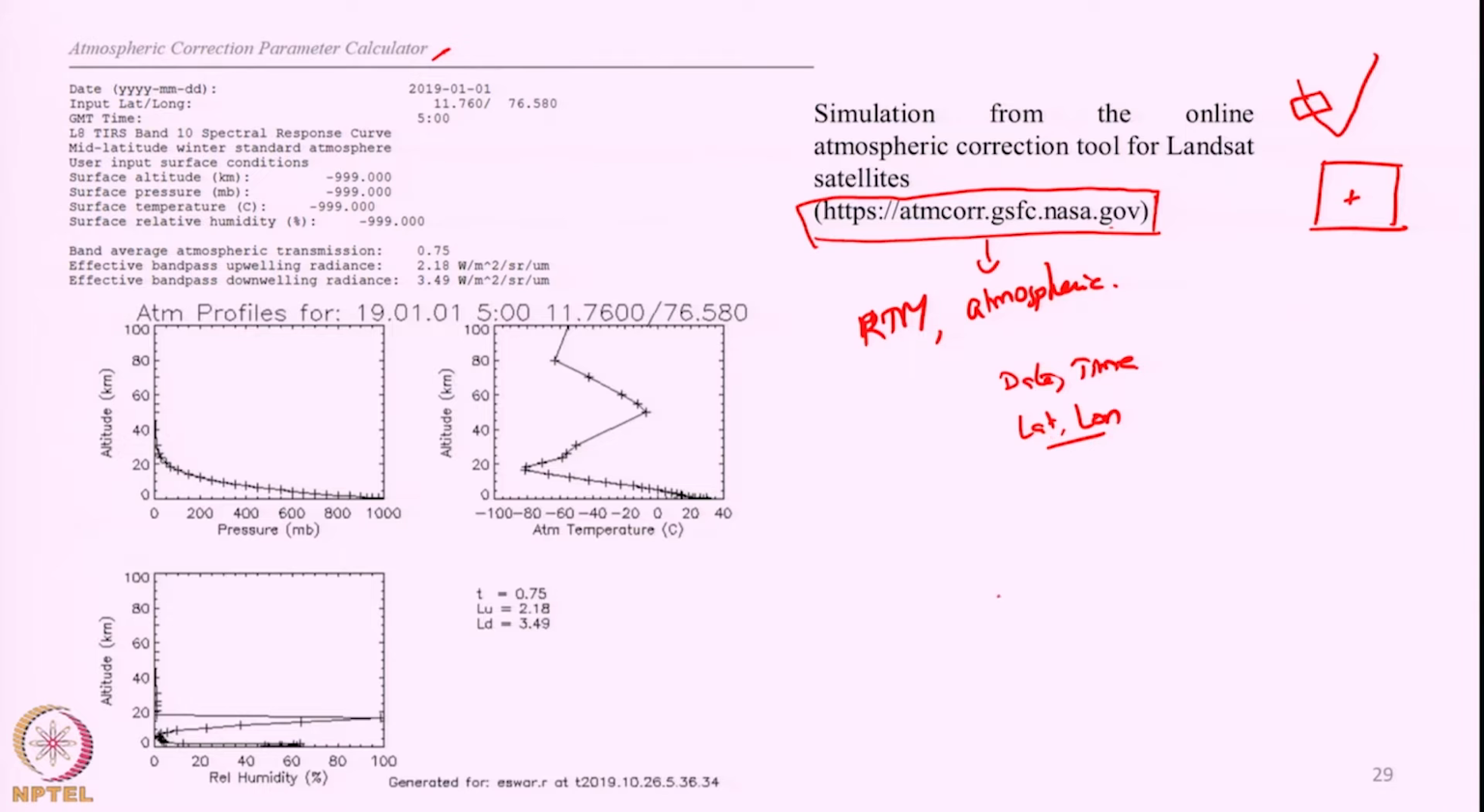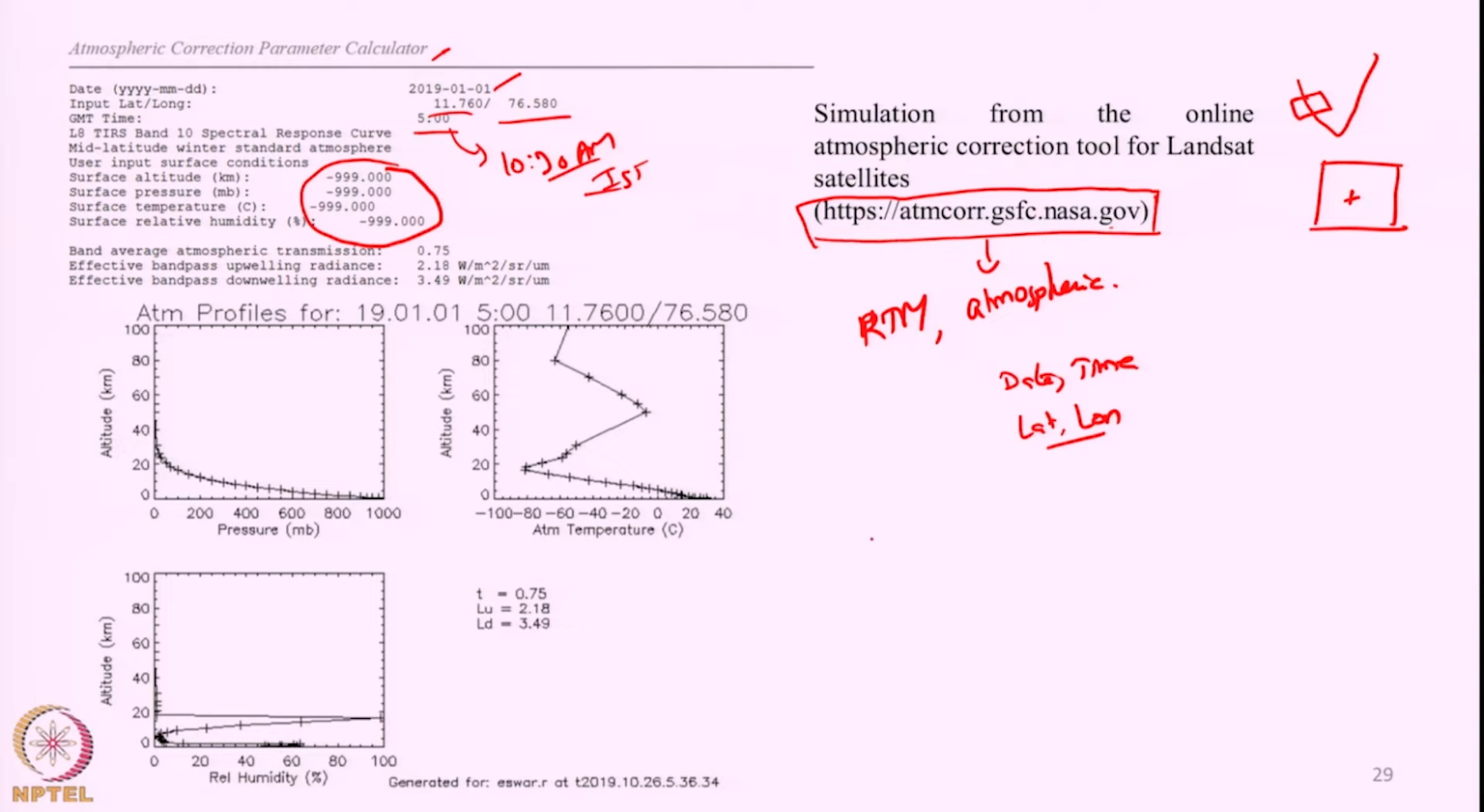If you give this, even if you do not have any other information, like here this minus 9999 represents that I have not given any input except for this data: 1st January 2019, this is the latitude, this is the longitude, and this is the GMT time 5 am. 5 am GMT roughly means 10:30 am Indian Standard Time. I have given only this data.